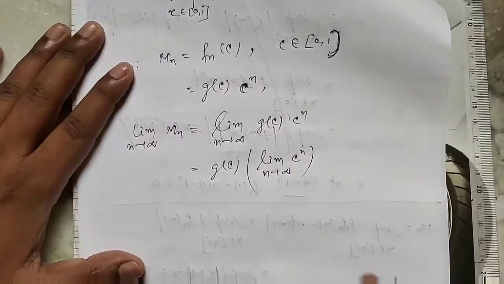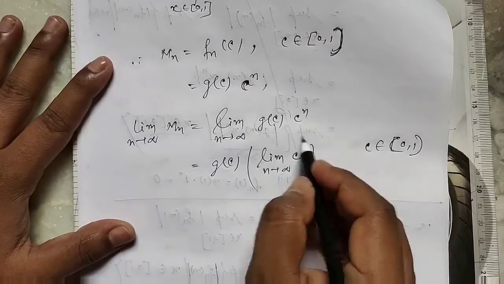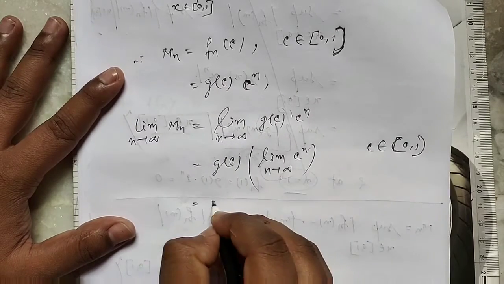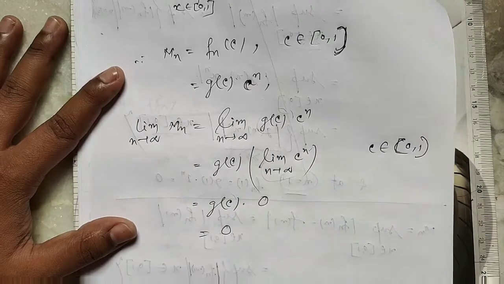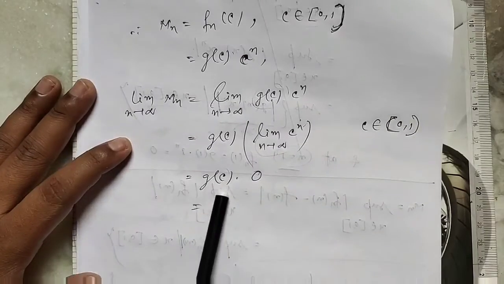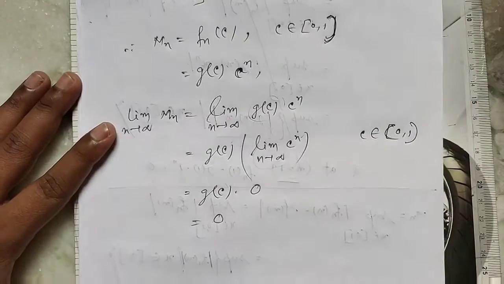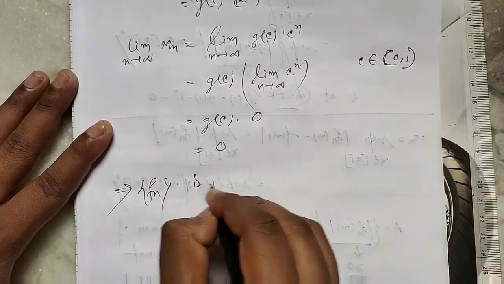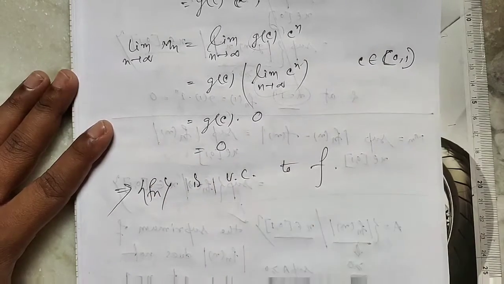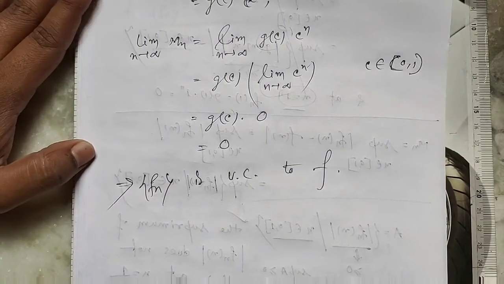Because c belongs to closed 0 open 1, this limit tends to 0. And g of c is bounded, not infinity, so the product is 0. We discussed this in the first part. So limit n tends to infinity Mn will be 0. So by the Mn test, the sequence of functions is uniformly convergent to f.